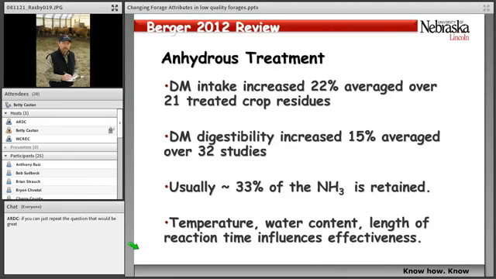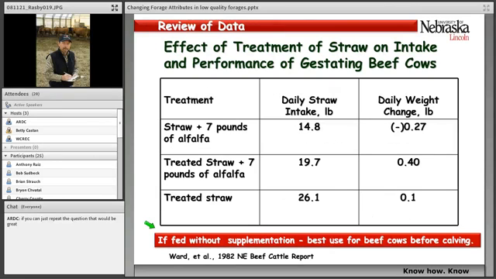The other thing I'd reiterate is that you've got to keep it sealed. It's temperature dependent. Baling straw with a little bit of dew on it will help the reaction time, and the reaction time is influenced by the temperature. So the higher the temperature, the shorter the length of time that you need to keep that ammoniated package sealed.